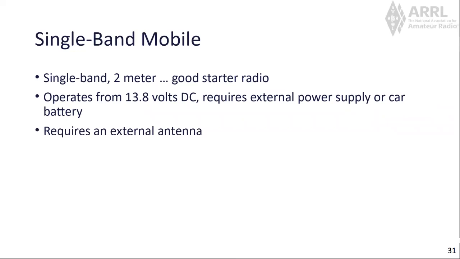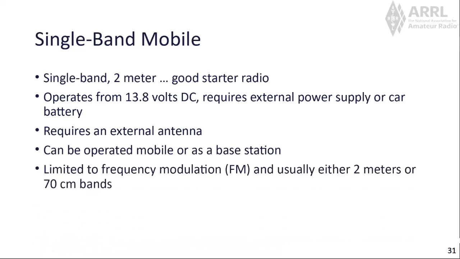It does require an external antenna, unlike your table model AM radio, where the antenna is inside the box. Can be operated as mobile or base. Limited to frequency modulation or FM, and is usually either 2 meter or 70 centimeter. That's what we call 440. We tend to mix band wavelengths and frequencies up just to confuse new people. I have a 2 meter 440 handheld radio. I should say I have a 2 meter 70 centimeter handheld radio to be technically correct.